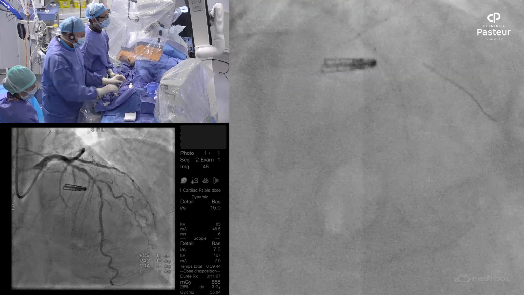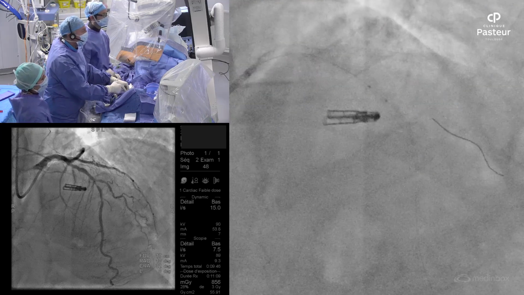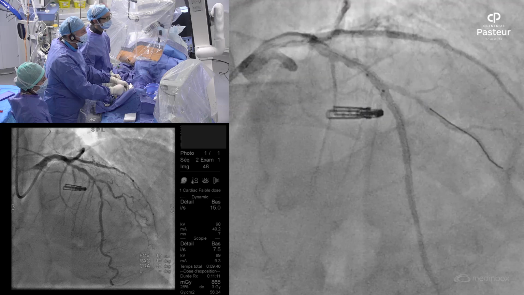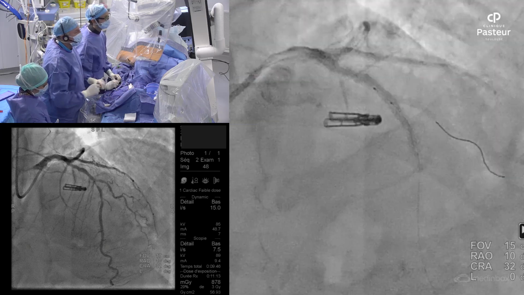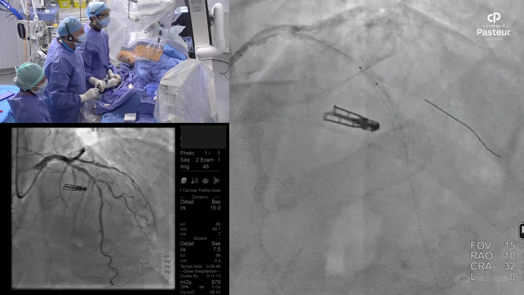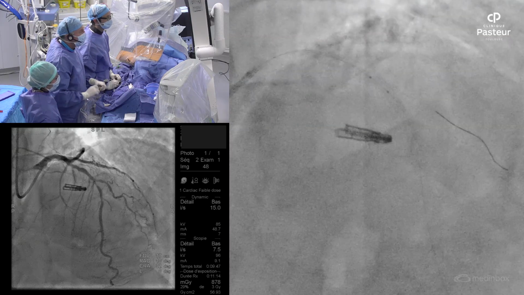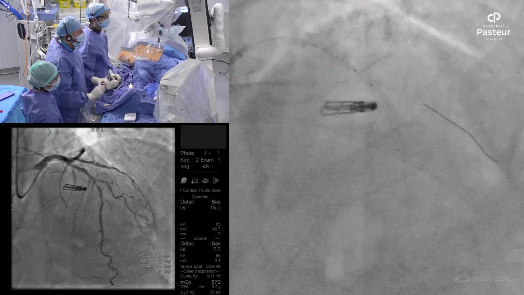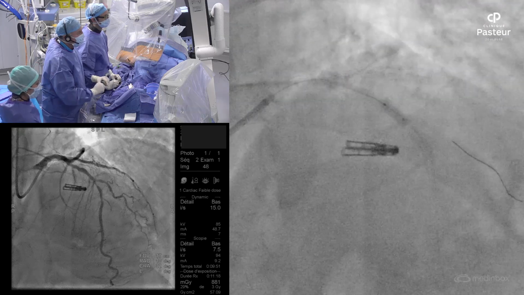So now we have deployed the stent in the main branch and we do the POT. It's the standard. Okay. I think I have to retrieve it, 8 millimeters. Okay. So 8 is okay.